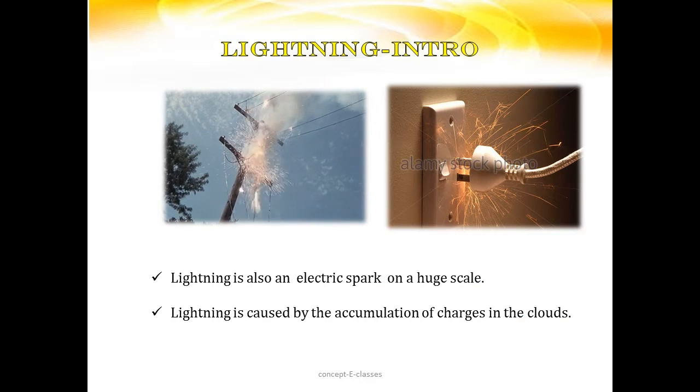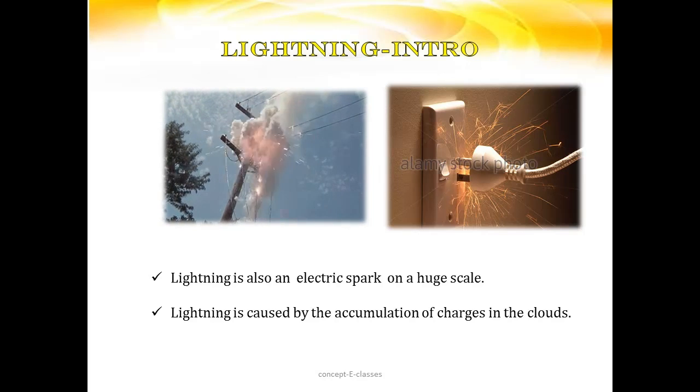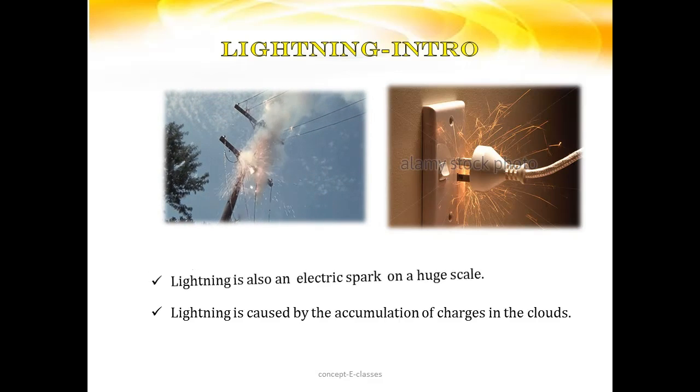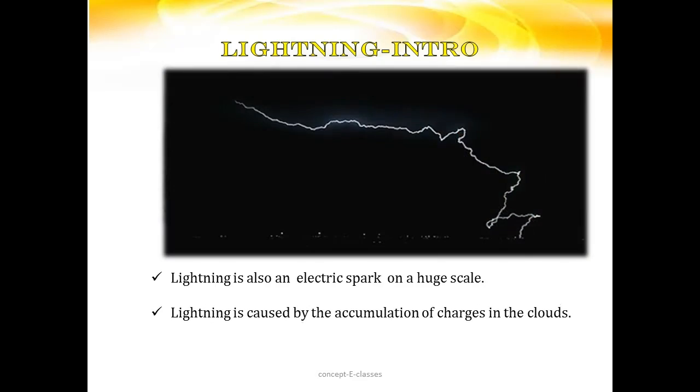So first let's see an introduction. You might have seen sparks on an electric pole when the wires become loose, or you might have also seen sparks when a plug is loose in its socket. So lightning is also an electric spark, but on a huge scale. We know that sparks are due to electric charges. Hence we can say that lightning is caused by the accumulation of electric charges inside the cloud.